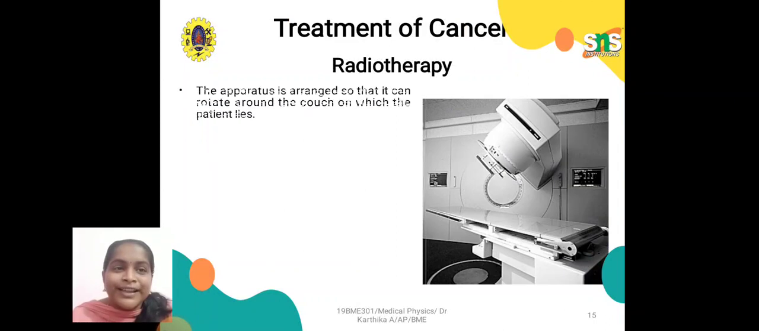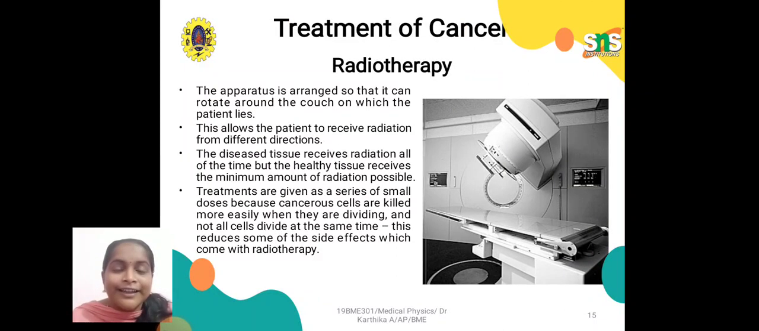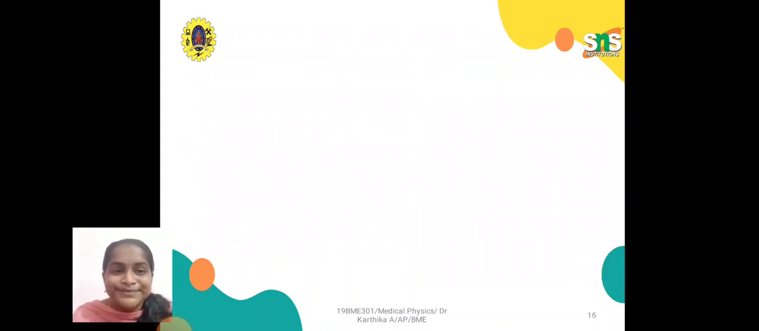See this one. Here the apparatus is arranged so that it can rotate around the couch on which the patient lies. This allows the patient to receive radiation from different directions. Here the diseased tissue receives radiation all of the time, but the healthy tissue receives the minimum amount of radiation possible. The treatments are given as a series of small doses because cancerous cells are killed more easily when they are dividing, and not all the cells divide at the same time. This reduces some of the side effects which come with radiotherapy.